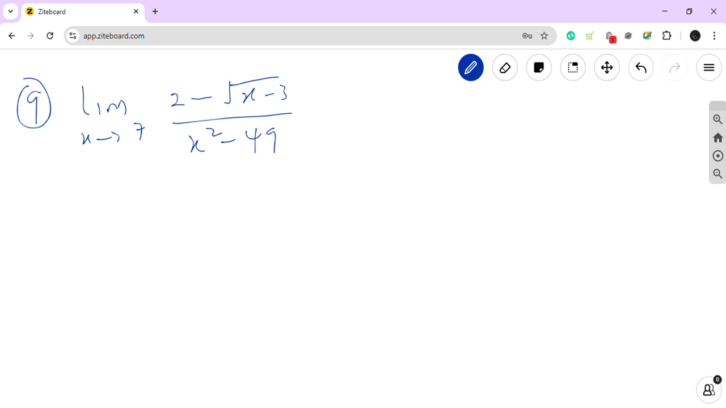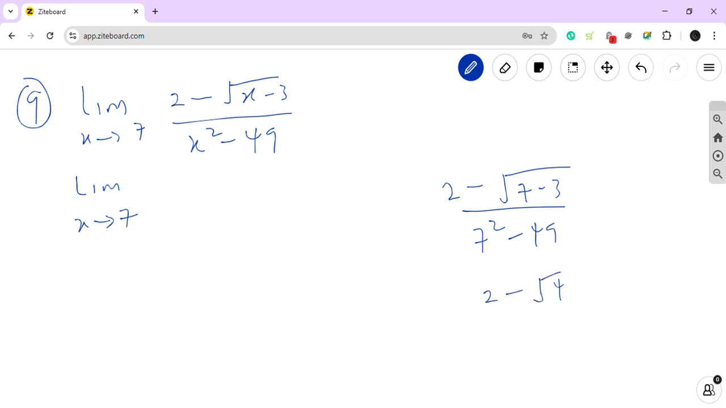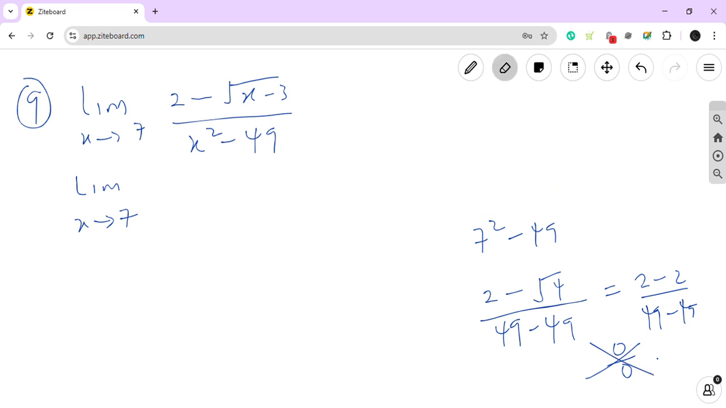By the conjugate. So meaning I can write this as the limit as x tends to 7, because if you try to substitute directly, you have 2 minus root 7 minus 3 over 7 squared minus 49, and that will be 2 minus root 4. 7 minus 3 is 4, right? And 7 squared is 49. That will be 49 minus 49, which gives 2 minus 2 over 49 minus 49, and that's also 0 over 0, which we are trying to avoid. So we cannot substitute it directly.